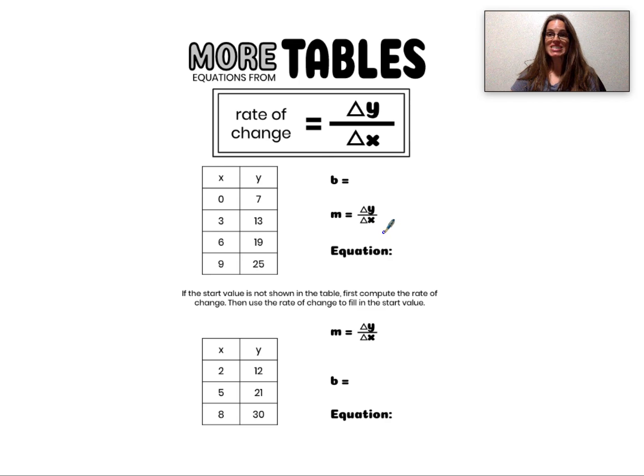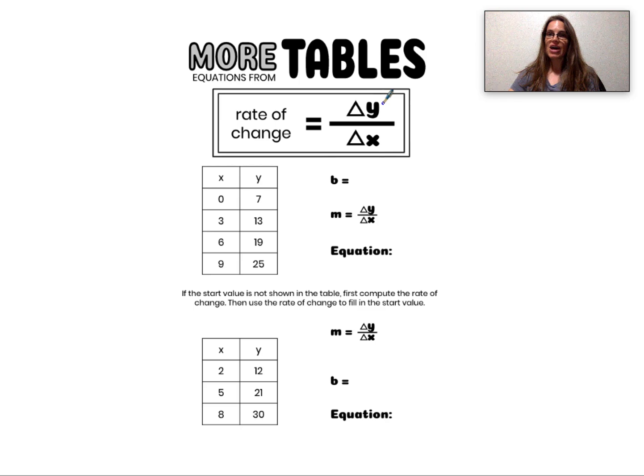When x is increasing by 1 in a linear table, it's really easy to find the rate of change. The rate of change is just how much y is increasing or decreasing by. However, when x isn't just increasing by 1, you have to do some work to find the rate of change.